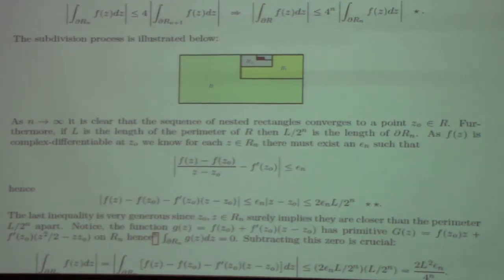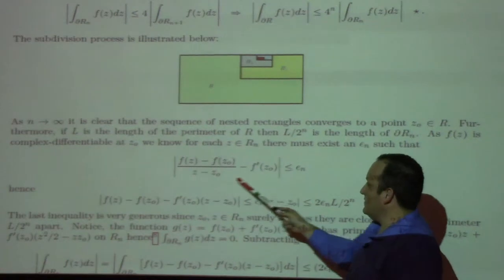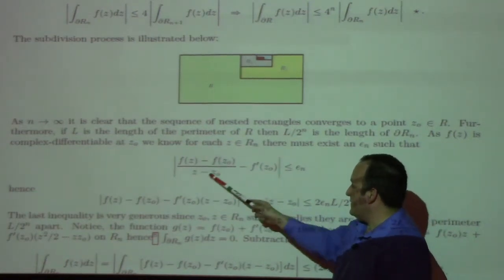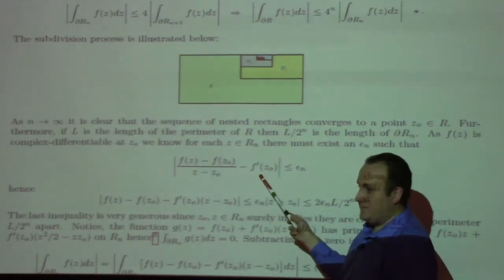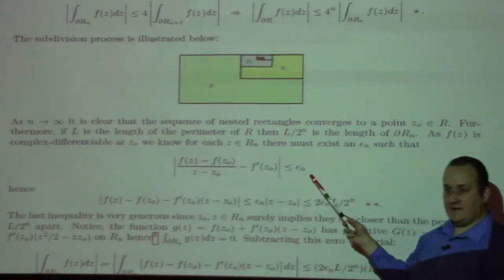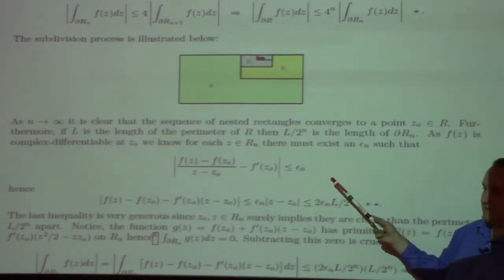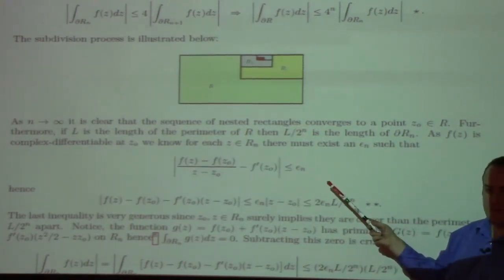Okay, so then, what do I say here? So as f of z is complex differentiable, what does that mean? That means that you can make the difference quotient minus the value of the derivative as small as you like, right? For z close enough to the limit point z naught, right?